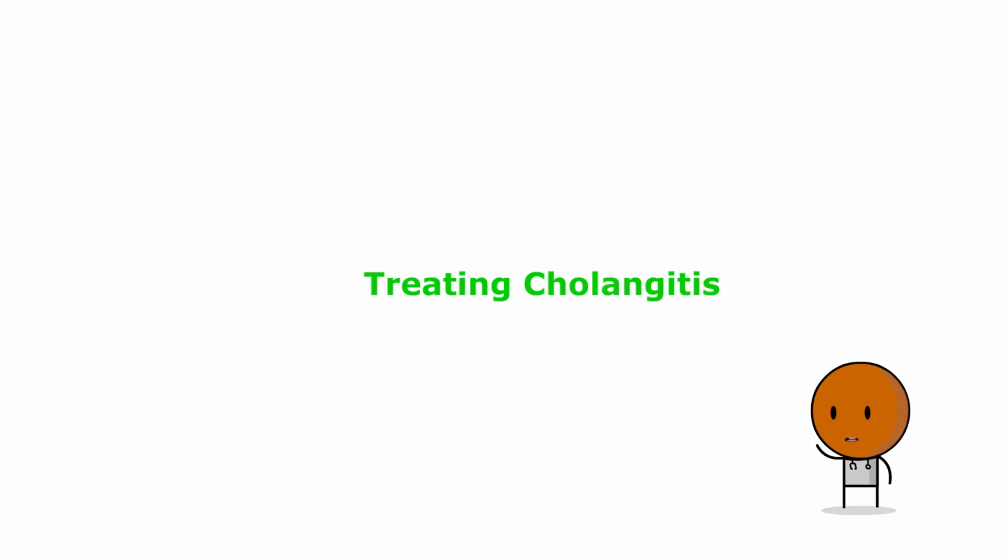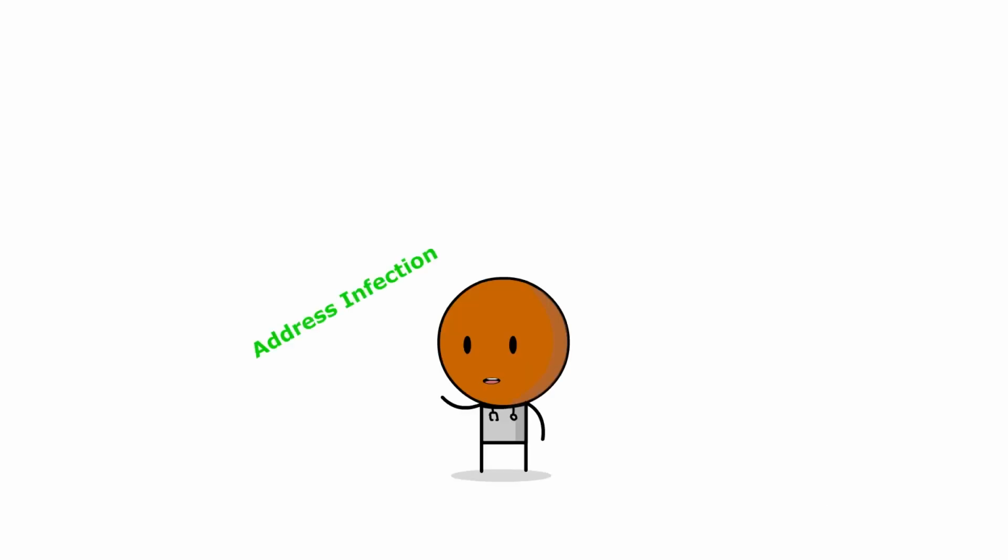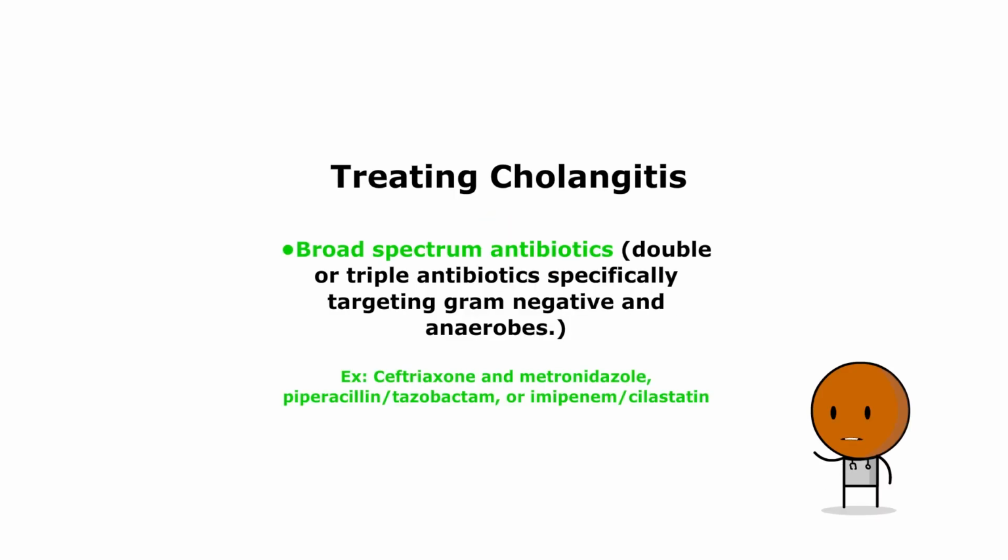So how are we going to treat cholangitis? As previously mentioned, the management of cholangitis is two-pronged. One, addressing the infection, and two, relieving the obstruction. Broad-spectrum antibiotics are initiated promptly. Cholangitis requires broad-spectrum coverage with double or even triple antibiotics, specifically targeting gram-negative and anaerobes. For example, ceftriaxone and metronidazole, or Zosyn.